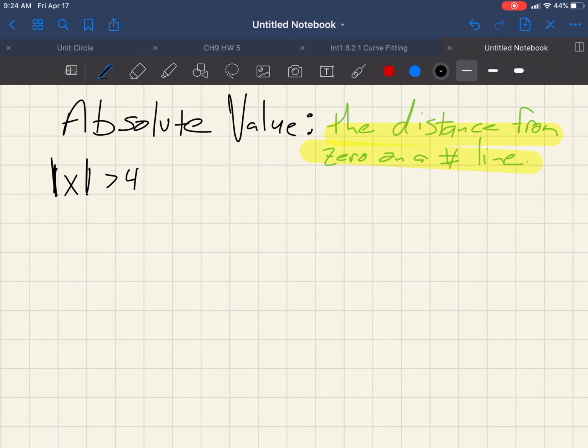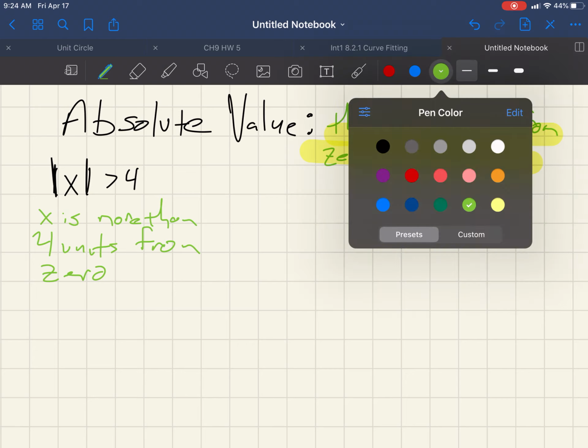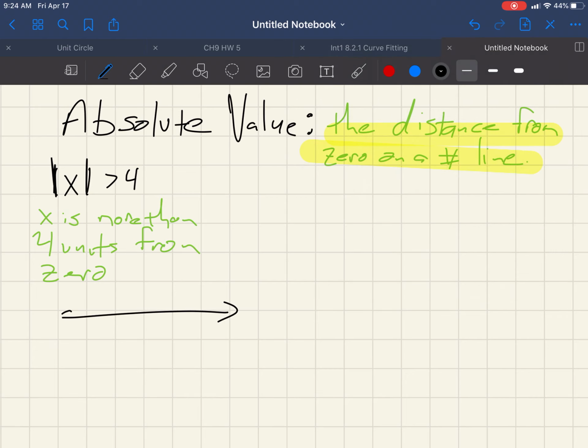So first, let's just think of this as looking at our definition, the distance from zero. When we have the absolute value of x being greater than 4, that just means that x is more than 4 units from 0. So if we looked at a number line, and here's 0, well, where would 4 units from 0 be? We'd have right here at 4, that's 4 units from 0.